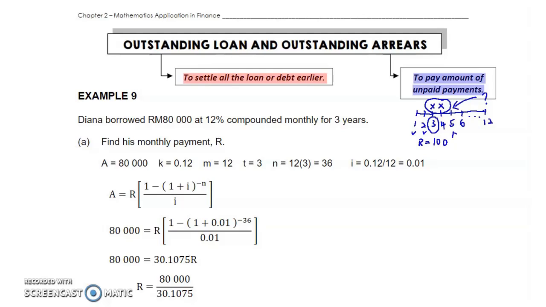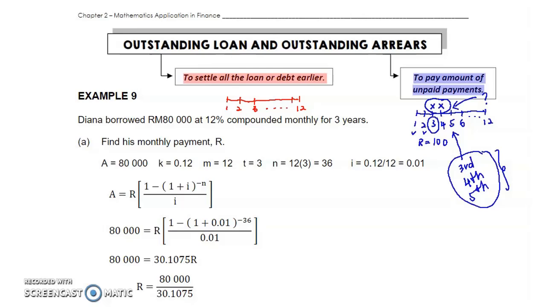Meaning to say that on the fifth month you need to pay the third payment, the fourth payment, as well as the fifth payment. So on the fifth month you need to pay 3 months of payment. So how much do you need to pay? That is the concept of outstanding arrears. You want to pay the amount of unpaid payment at a certain period of time. But for outstanding loan, you want to settle your debt earlier. Okay, example, I give the same example. Monthly payment for 1 year.